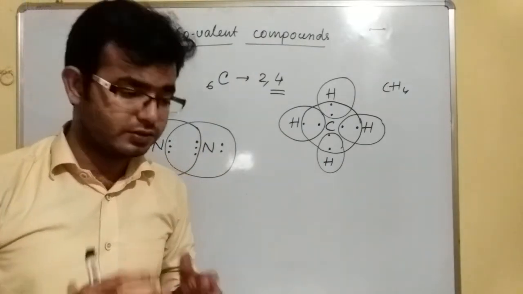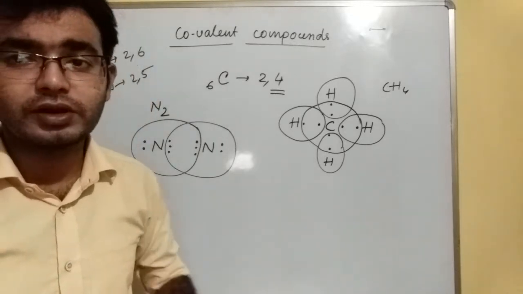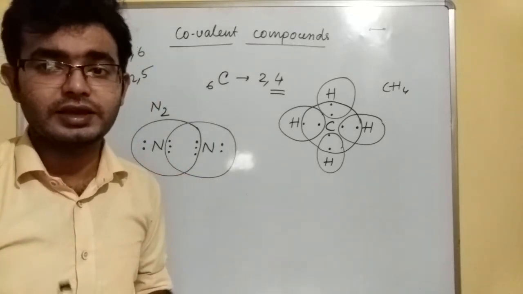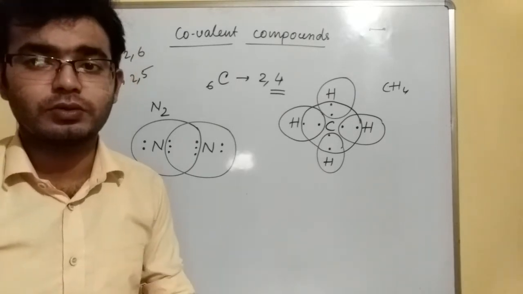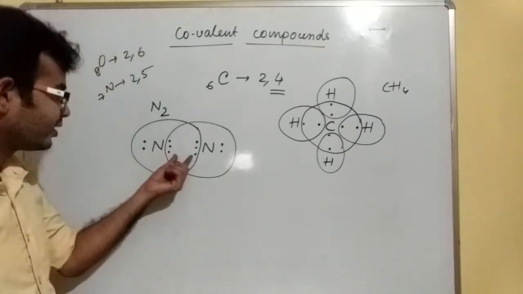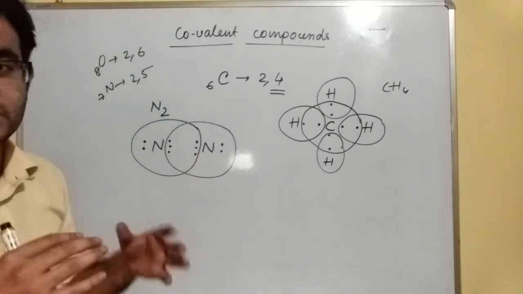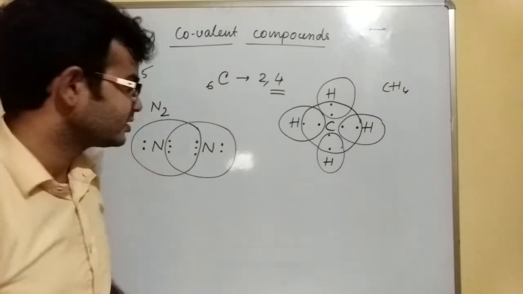All atoms want 8 electrons in their valence shell, and they will gain the electronic configuration like their nearest noble gas, and this rule is called the octet rule. So here two nitrogen atoms will share 3 electrons, and they will form 3 electron pairs, that is a triple bond.